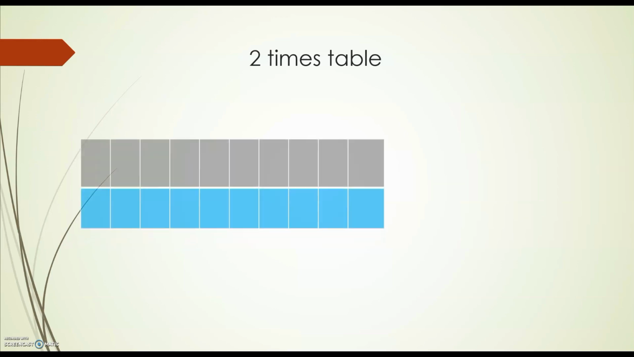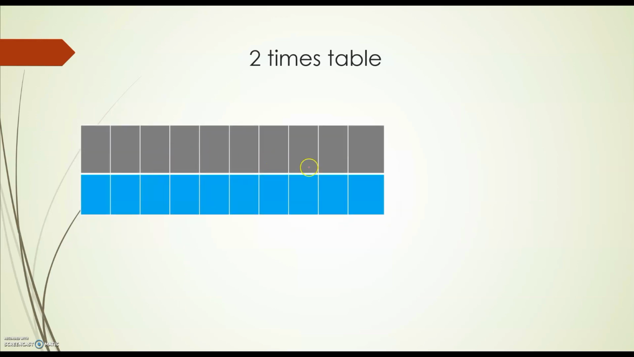For this, first we draw one box which is divided into 20 small boxes. And then we will write numbers from 1 to 20. We start from the top left box and then we go to the bottom box. So here 1, then 2, then 3, 4, 5, 6, 7, 8, 9, 10, 11, 12, 13, 14, 15, 16, 17, 18, 19 and 20. Look at the blue box. This is your 2 times table.